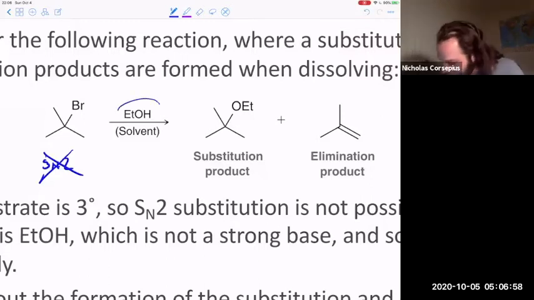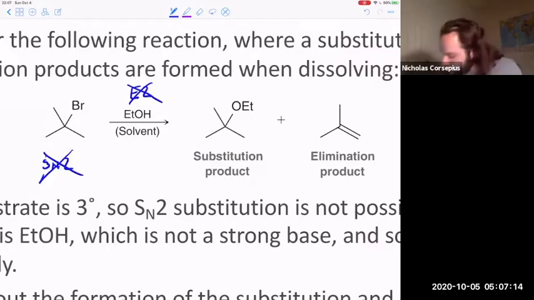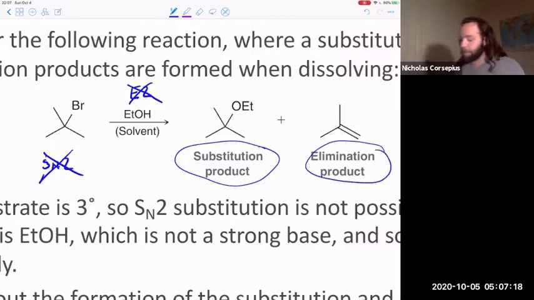And then we're going to mix this with ethanol. Well, ethanol is not a strong base, right? So we know it's not going to undergo an E2 mechanism. It's just not a strong base, which is what we need for those E2 eliminations. Yet nonetheless, we wind up with substitution product and elimination product. So clearly there's something else going on here.